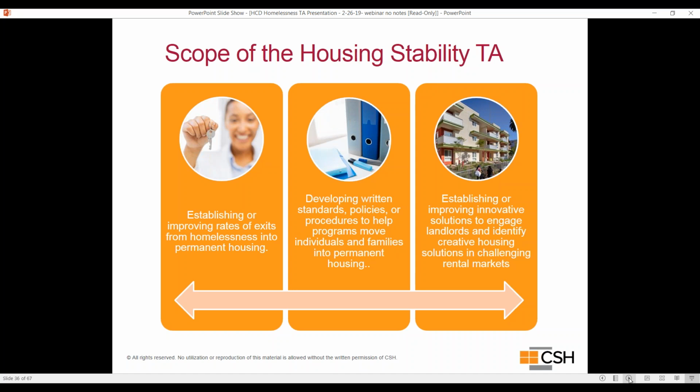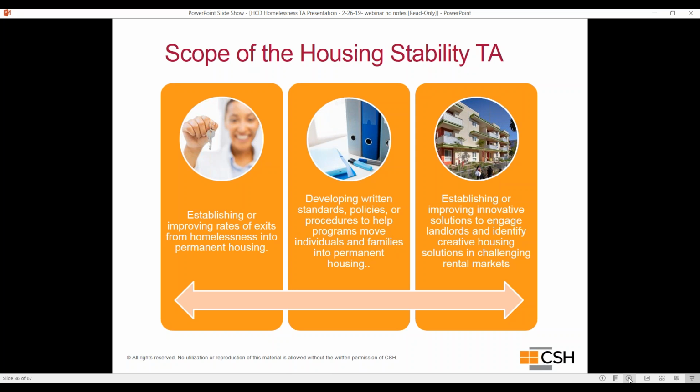In order to help communities achieve the core outcomes in supportive housing through the Housing Stability TA, CSH can assist communities in three broad yet distinct categories: establishing or improving rates of exit from homelessness into permanent housing. Second is developing written standards, policies, or procedures to help rapid rehousing funded programs move individuals and families into permanent housing. This may include assisting rapid rehousing programs to align with widely accepted practices in a standardized way across the COC service area, and assistance in increasing utilization and expenditure rates of existing rapid rehousing resources.